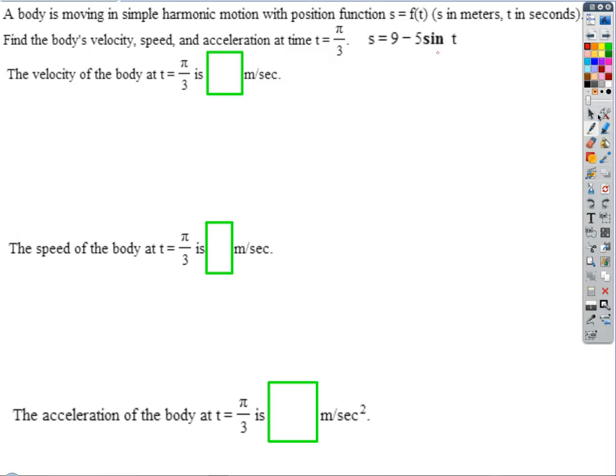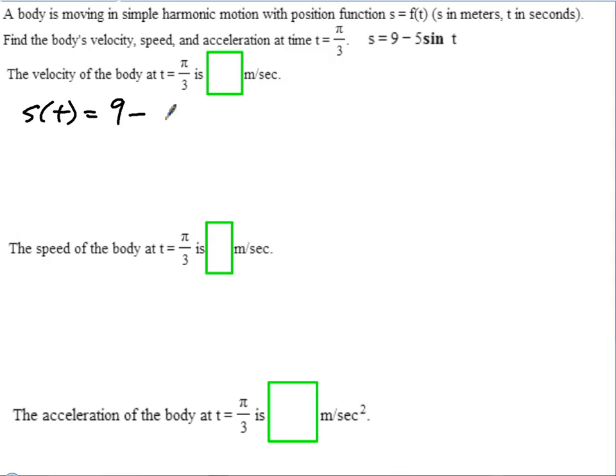Here's position. So find the velocity of the body at t equals pi thirds. Okay? What do I do? Derivative. Yeah. So v would be what? Yeah, good. Negative 5, derivative of sine is cosine.